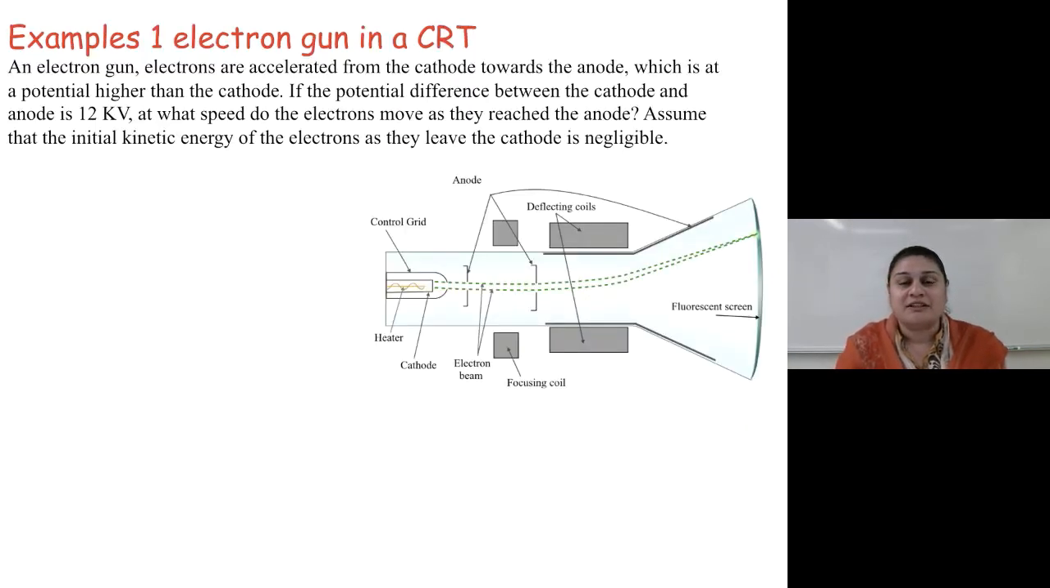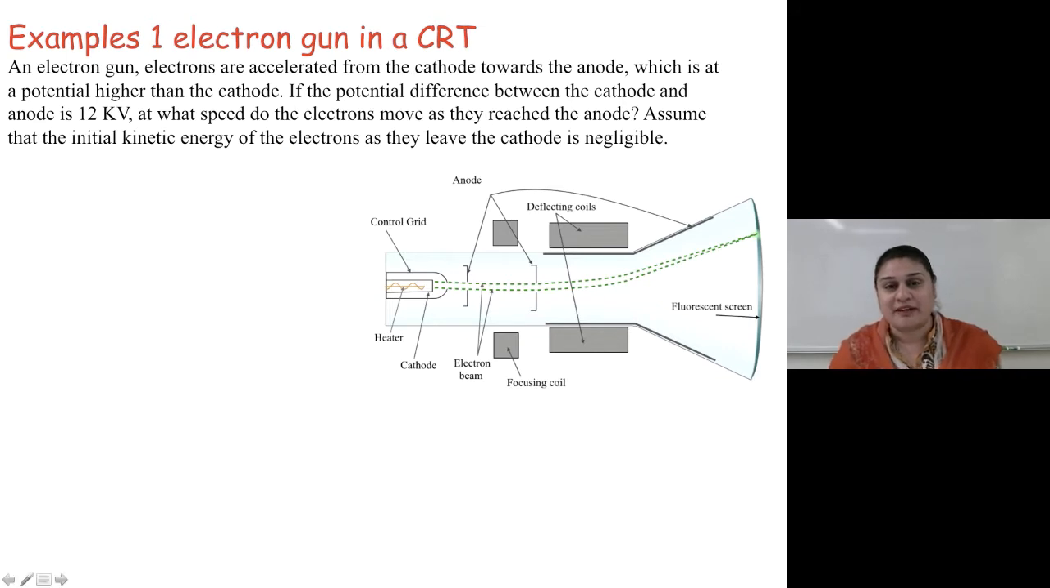So, electron gun in a cathode ray tube. In an electron gun, electrons are accelerated from a cathode towards the anode, which is at a higher potential than the cathode. If the potential difference between the cathode and anode is 12 kilovolts, at what speed do the electrons move as they reach the anode? Assume that the initial kinetic energy of electrons as they leave the cathode is negligible.